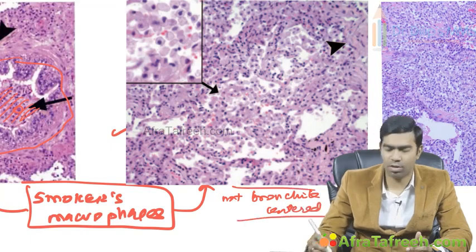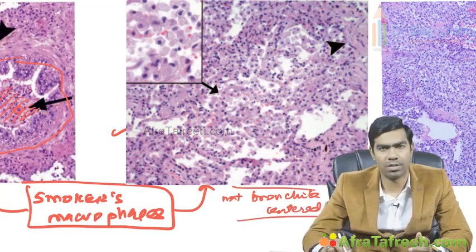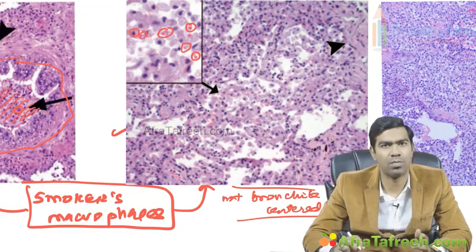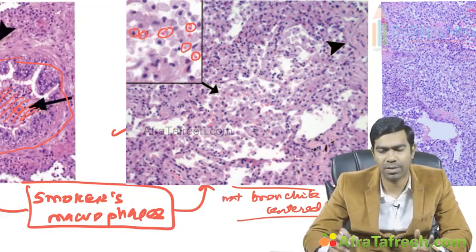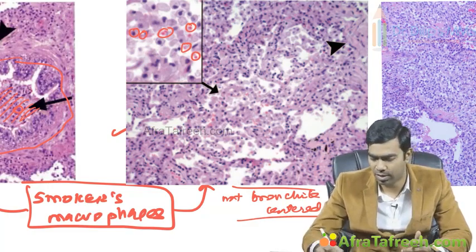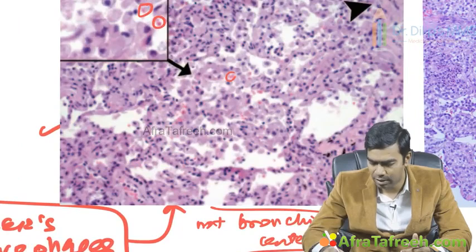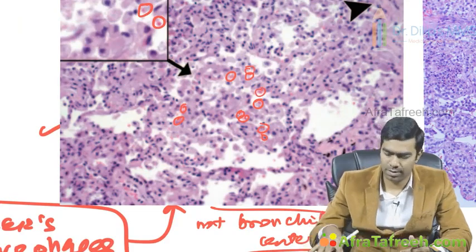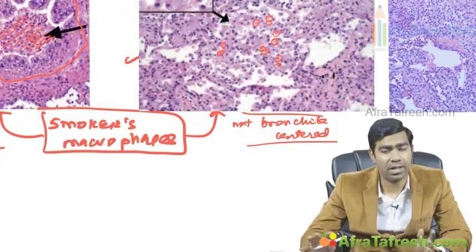Inflammation is not bronchiole centered, which means in the bronchioles you won't see that much typical inflammation. Here also you will see the Smoker's macrophages. These are the brown macrophages, or Smoker's cells. These are pigmented macrophages. If you zoom in, you can see these are all the pigmented cells, Smoker's macrophages. And it is not typically bronchiole centered.